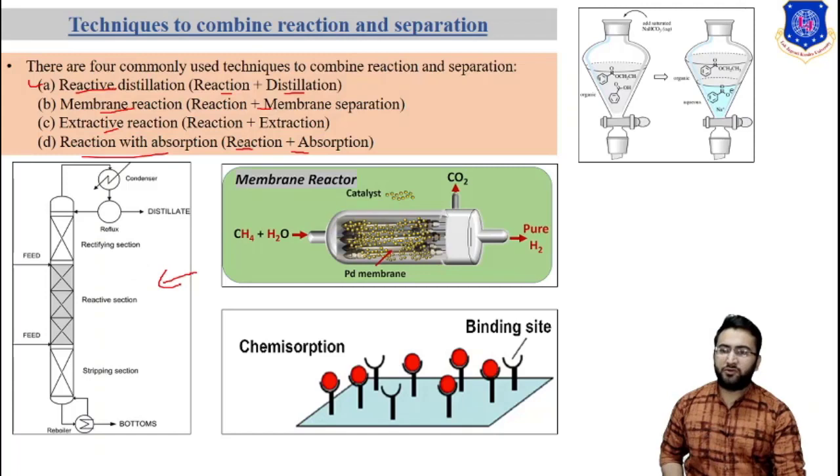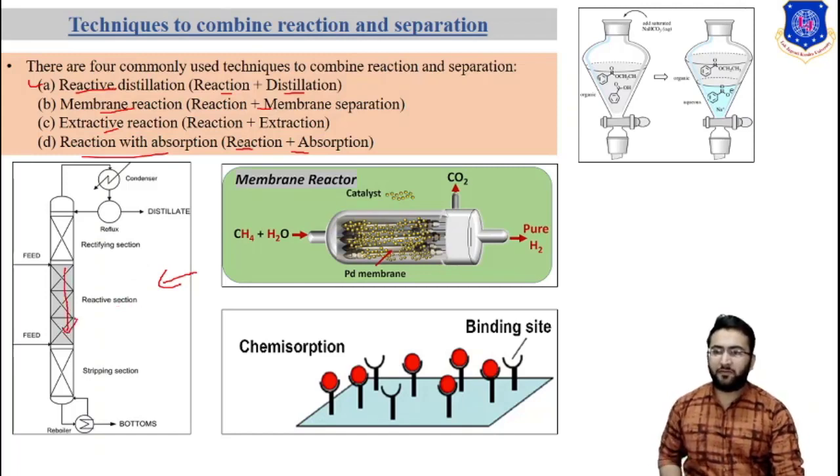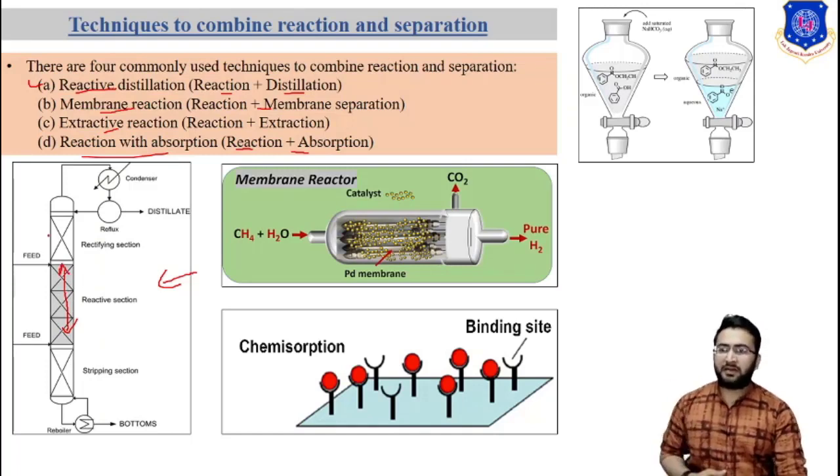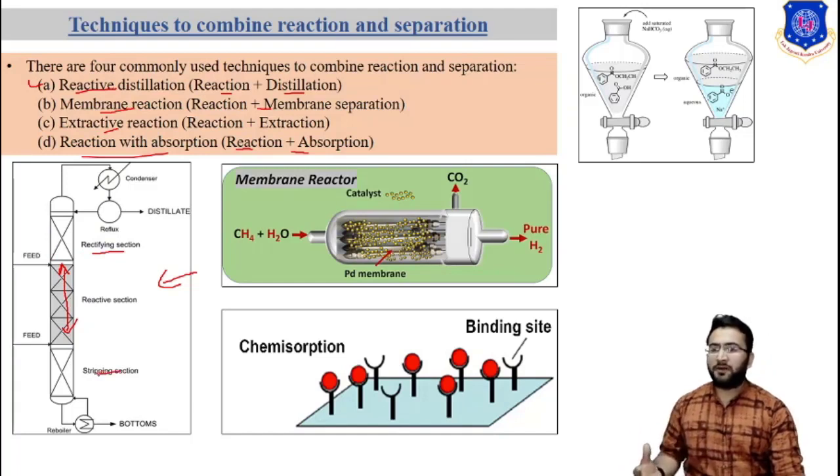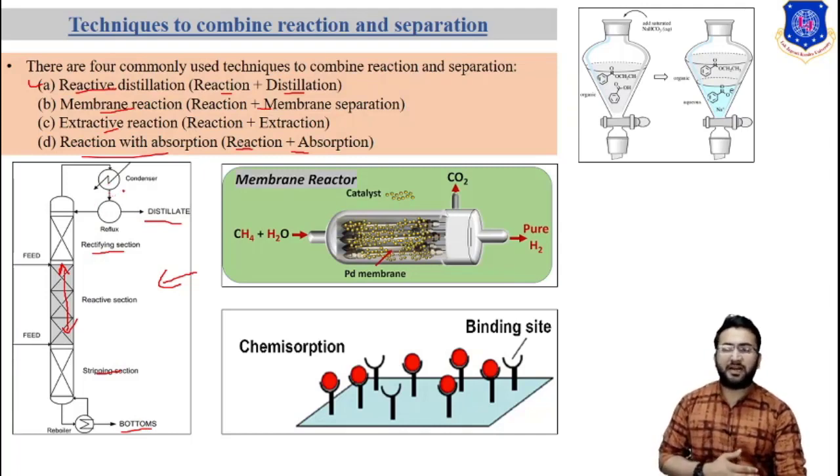So we are going to use a distillation column, in which there is a reaction zone where the reaction occurs, and after the reaction, in the rectification section and stripping section, the product will be separated. So we can get product from the distillate and from the bottom, or you can say the residue. So this is how reactive distillation works. We will discuss reactive distillation in detail in this chapter.